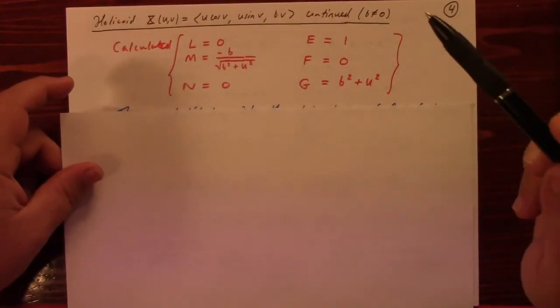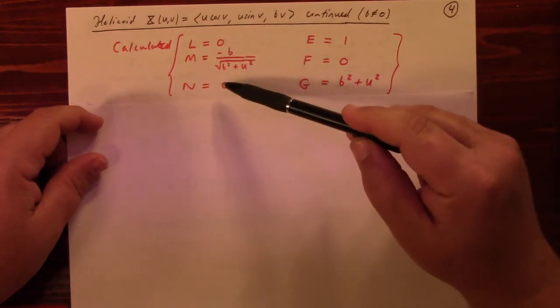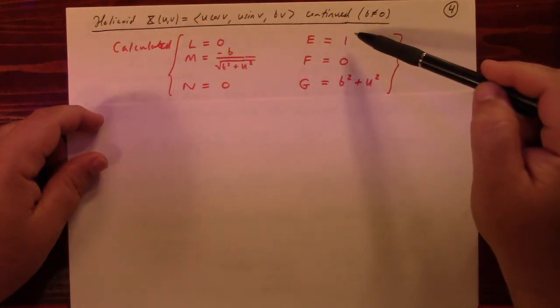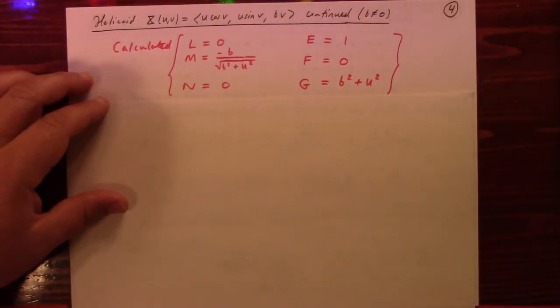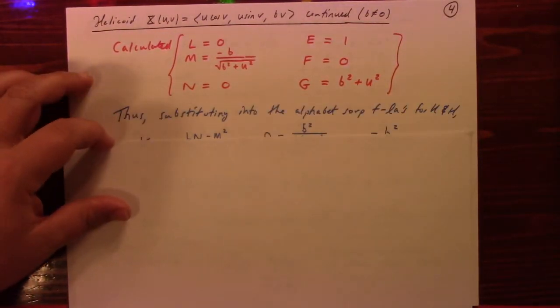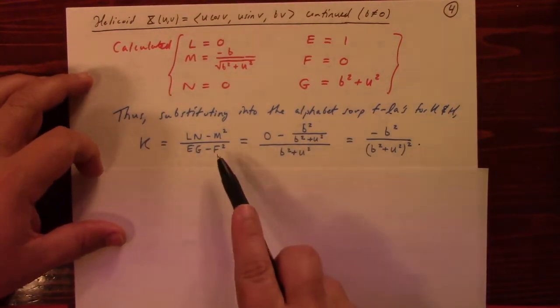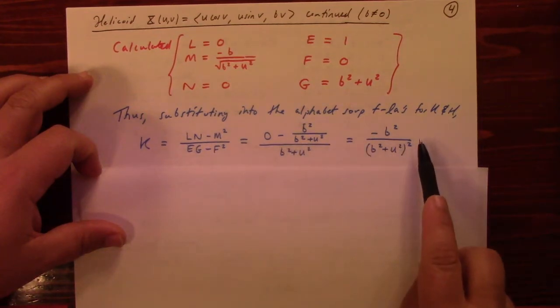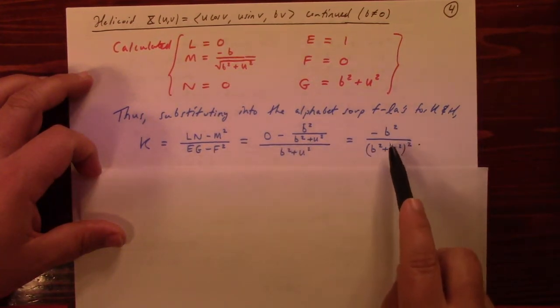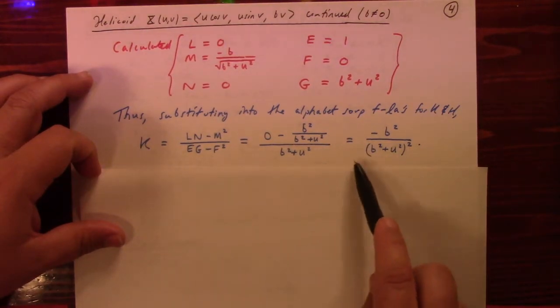So we have calculated so far L is equal to 0, M is equal to minus b over the square root of b squared plus u squared, N is equal to 0, E is 1, F is 0, G is b squared plus u squared. So put it all together into our handy-dandy formulas for Gaussian curvature, LN minus M squared over EG minus F squared, and that works out to, lo and behold, minus b squared over b squared plus u squared squared. So there you go, that's the Gaussian curvature of a helicoid.